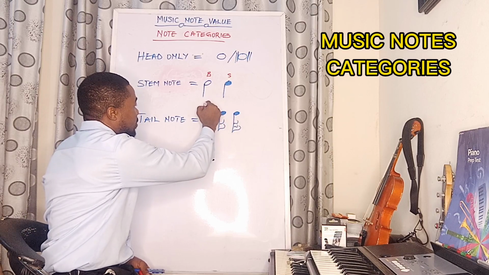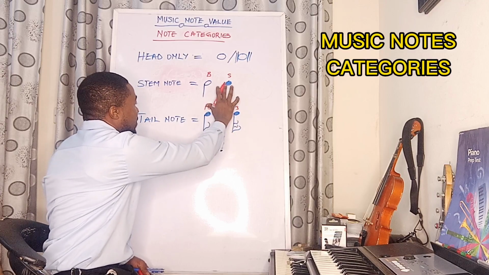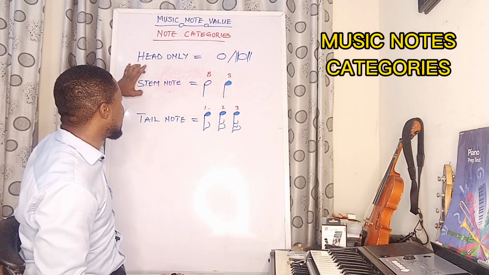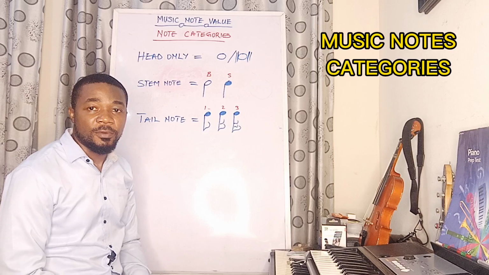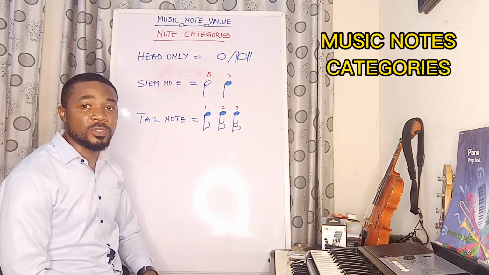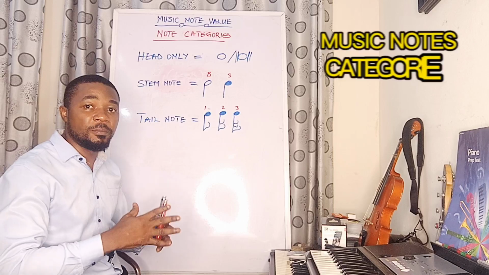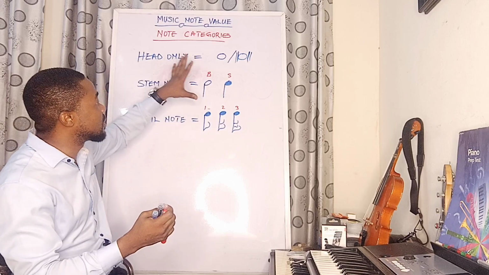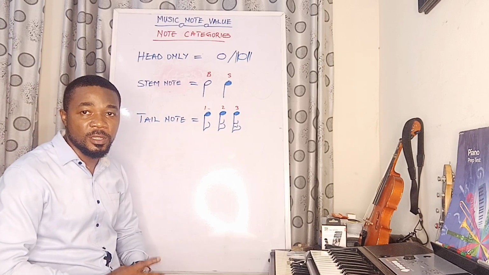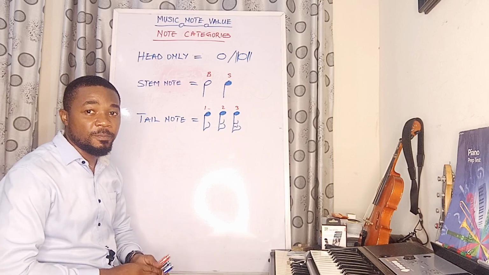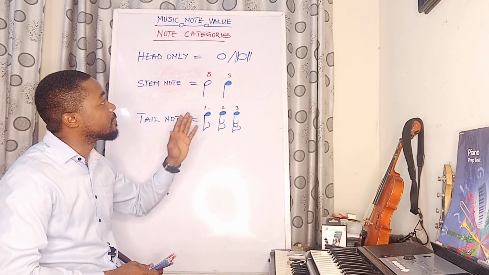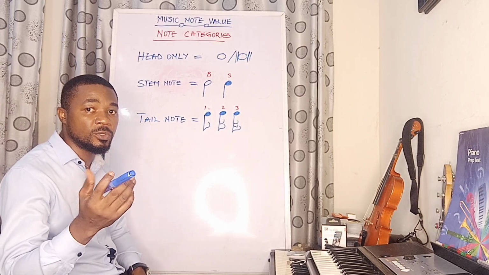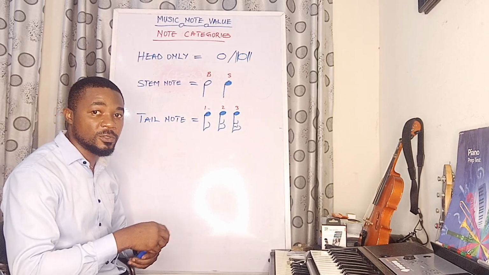Okay, let me number it. This is number 1, 2, 3. But based on the class, the first class, which is head only, is bigger than the stem, and the stem is bigger than the tail note. So this is how to identify your music notes, and also to understand which of them is bigger. In case this is your first time, you can just look at this video. By watching this video, you will see how the different music note hierarchy are explained. So the number of steps you engage in constructing or drawing a music note tells you the value of that music note.